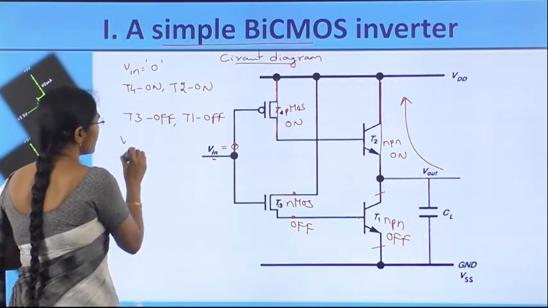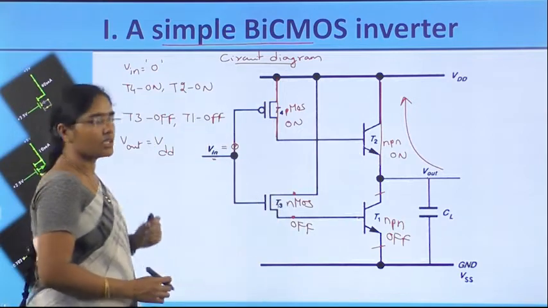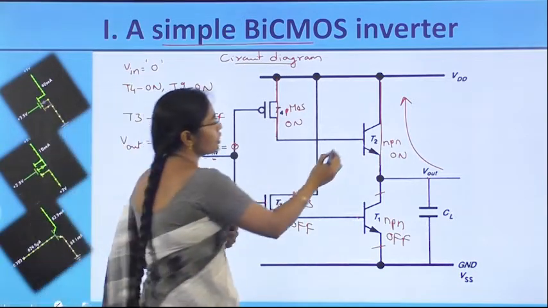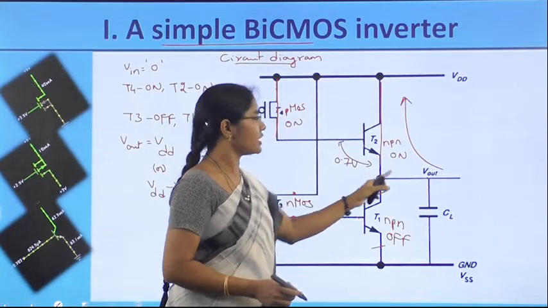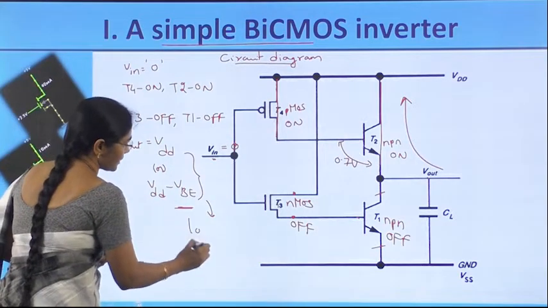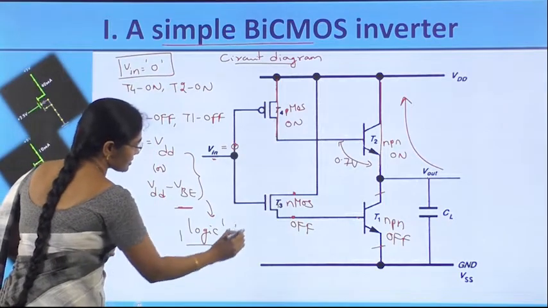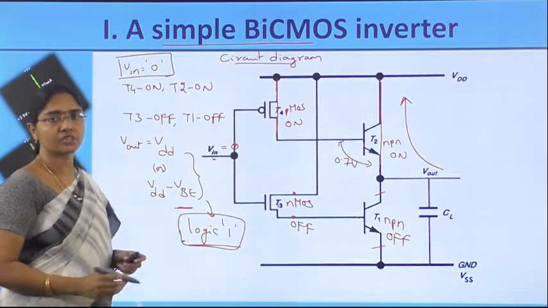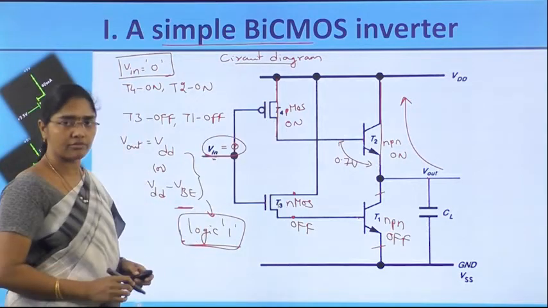Therefore, Vout is equal to logic high. Logic high means it is equal to VDD. Actually, its value is Vout equal to VDD minus VBE, because minimum VBE voltage, that is 0.7 volts, is required to make switch on of this T2. Therefore, VDD minus 0.7 is the output value. So, VDD or VDD minus VBE, these two are representing the logic high, that is logic 1. So, for the input of logic 0, output is producing as logic 1. Therefore, this circuit is acting as inverter for the input of 0 volts. Now, let's understand the same circuit by changing the input of 0 to VDD.